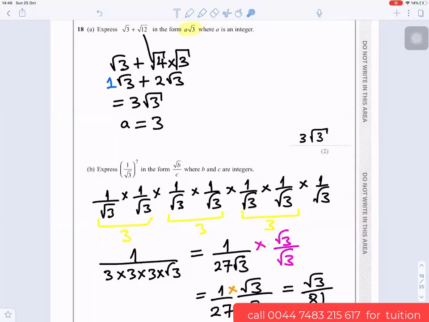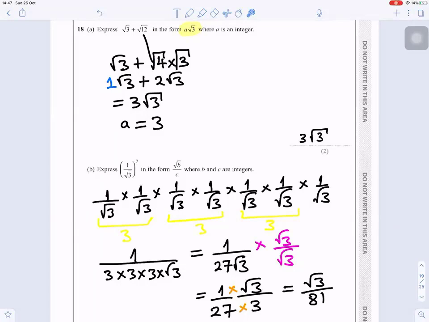Question number 18. Express square root of 3 plus square root of 12 in the form a root 3, where a is an integer. Square root of 3 stays the same. Square root of 12, you can split it into 2. It's the same as square root of 4 times square root of 3. 4 times 3 is 12. So it's one of the rules of surds where you can split it up like that. 4 times 3 is 12, and you split them in the square root sign.